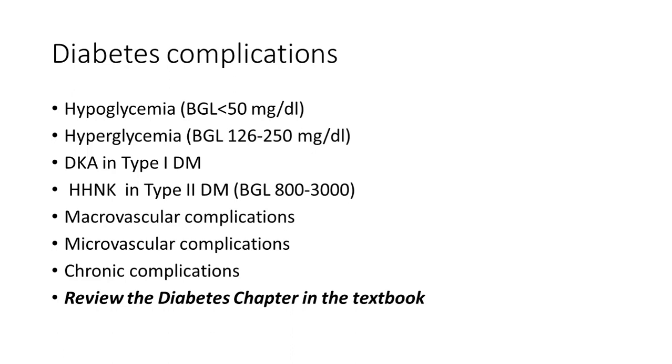Complications in diabetes, there are so many. Obvious ones: hypoglycemia, that's when the blood sugar is less than 50. Hyperglycemia is, BGL is blood glucose level, 126 to 250 and above. Anytime the sugar is above 126-ish, we consider it hyperglycemia.